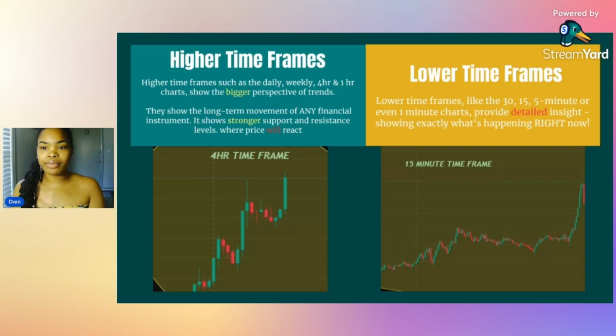My lower time frames, like my 30, my 15, my 5-minute, or even 1-minute time frames, provide your detailed insight. Think of the steps within a skyscraper. Some people are going up one step, then going down one step to then have another task to do, to go up 3 more flights of steps to talk to HR or whomever. They show you what's happening right now. Why? Because we're closer to real time.